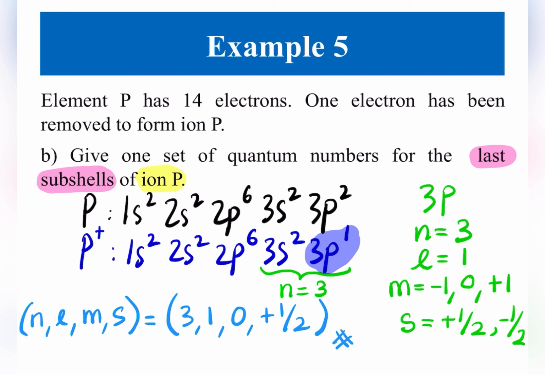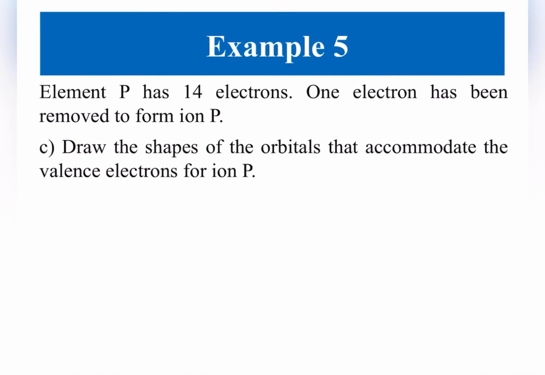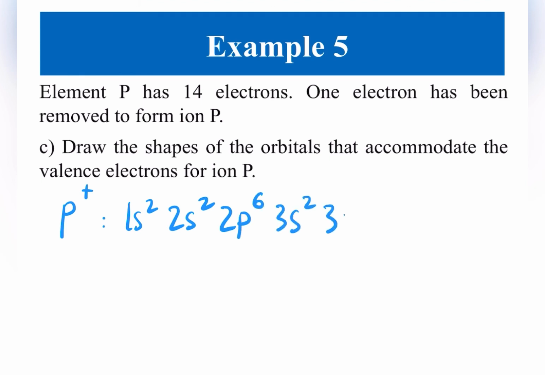So let's continue. So settle for question 5B. Now we are going to continue with the last question. You have to draw the shape of orbitals that accommodate the valence electrons for ion P. So as you know before, ion P is P+. We got 1s2, 2s2, 2p6, 3s2, 3p1. So how you want to draw? You have to draw based on the valence electrons.